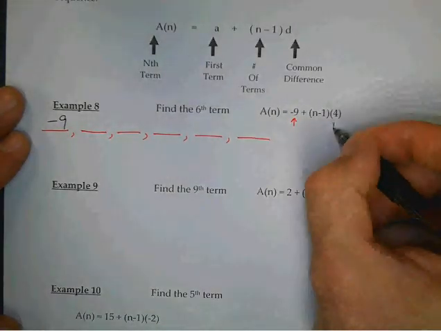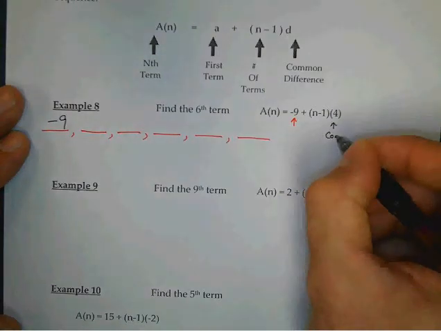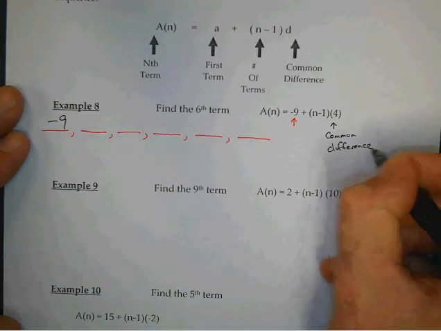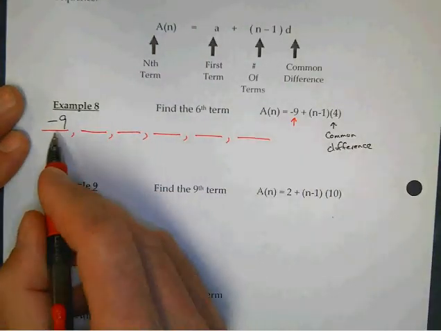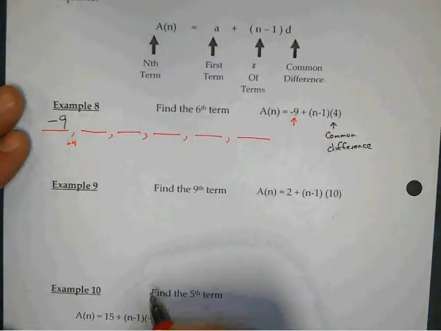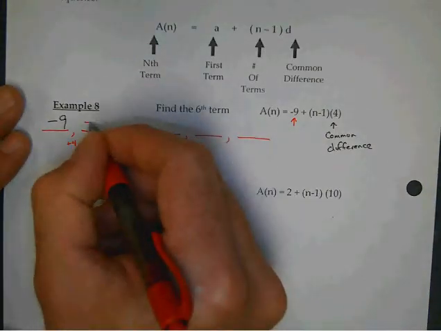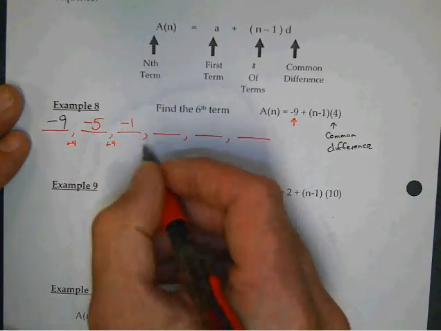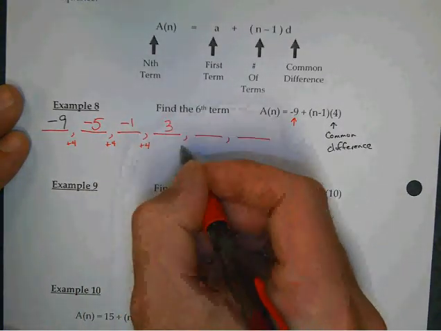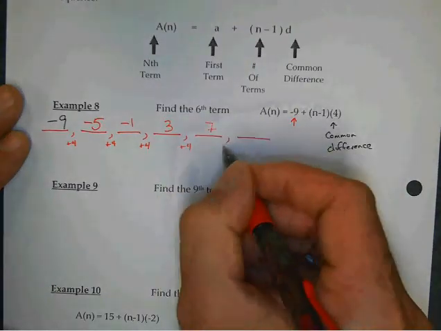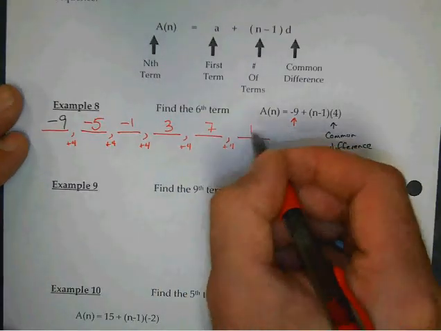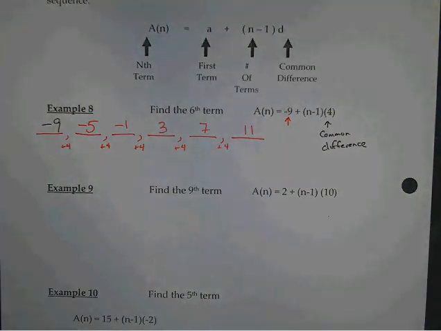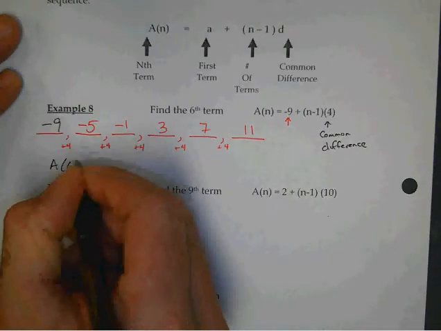Okay, what is 4? That's the common difference. So what's negative 9 plus 4? Negative 5. What's negative 5 plus 4? Negative 1. Let's keep going. Plus 4, 3. Plus 4, 7. And finally, plus 4, 11. So there you go. You found, what's the answer? A of 6 equals 11.